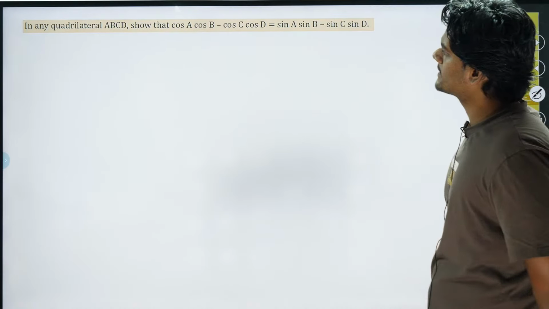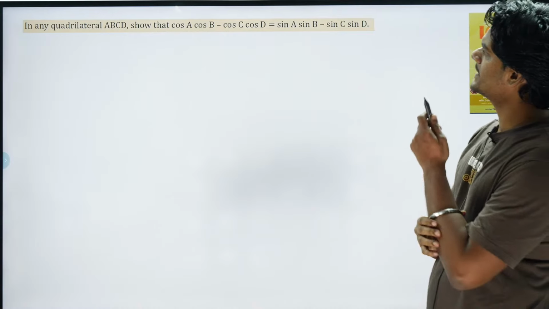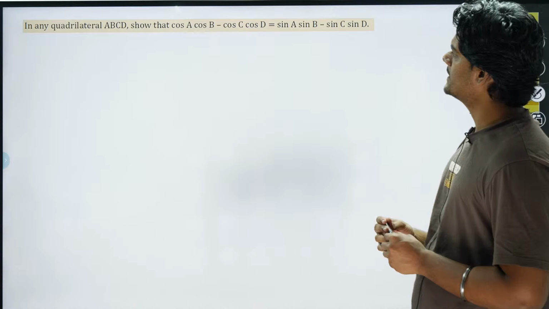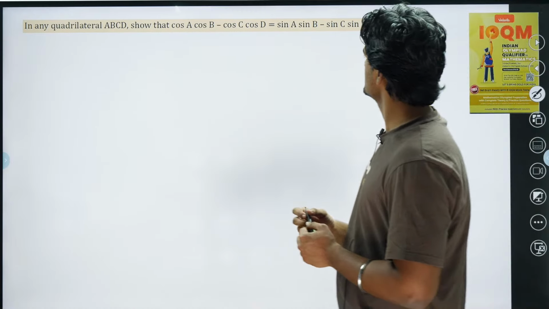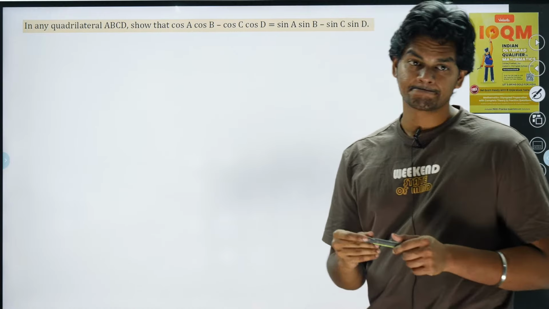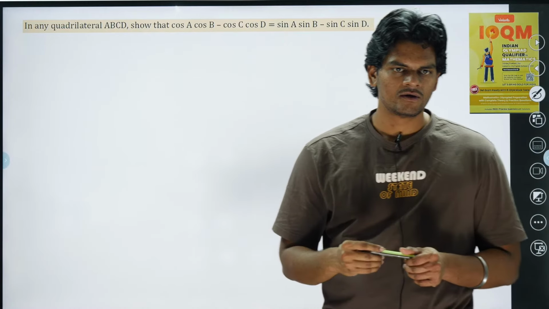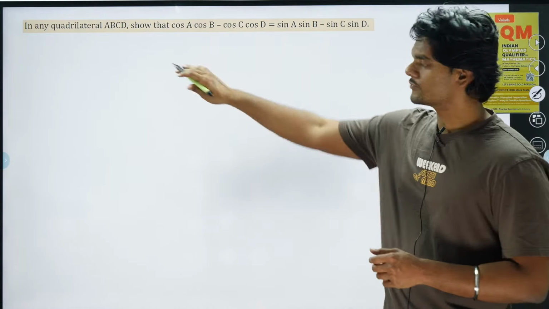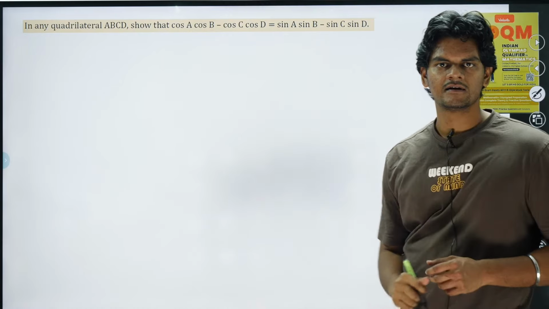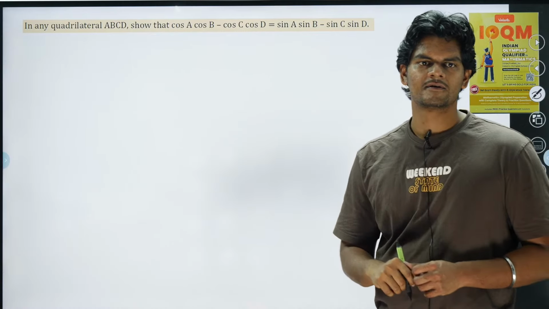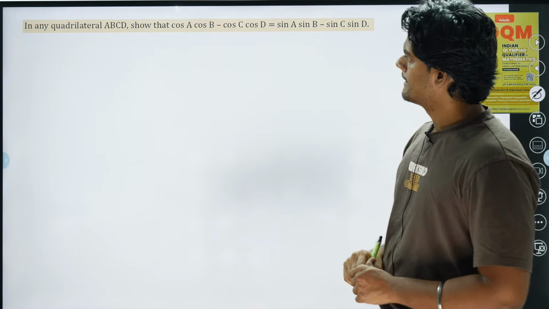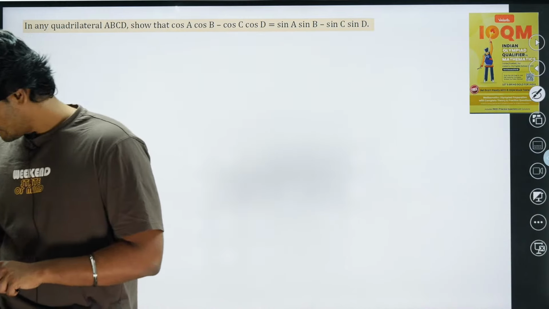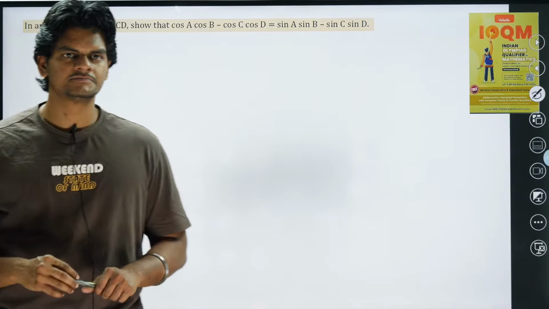In any quadrilateral ABCD, show that cos A cos B minus cos C cos D is equal to sin A sin B minus sin C sin D. How do we do that? I'm not going fast, okay. Is the question clear? How do you prove that? Tell me. What do we have in a quadrilateral?